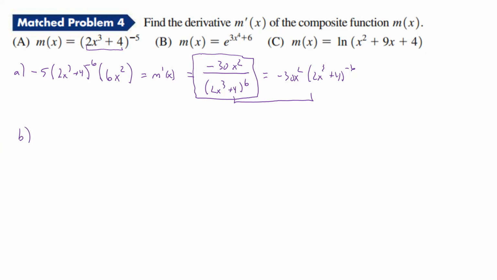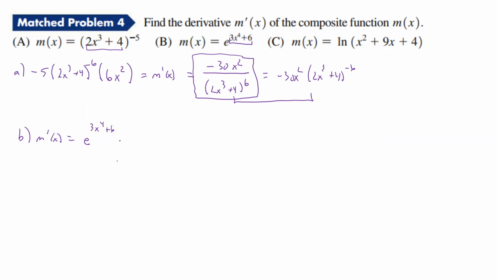All right, so the next one here, what we have is we're going to again find m prime of x. And that's going to be what? Well, again, we're going to have inside functions and we're going to have outside functions. So this is what I'm going to call my inside function, and the e to that is going to be my outside function. So if I do that, e to the x, the derivative of that is what? Well, that's just going to be e to that x power. So that's going to be e to the 3x to the fourth plus 6.